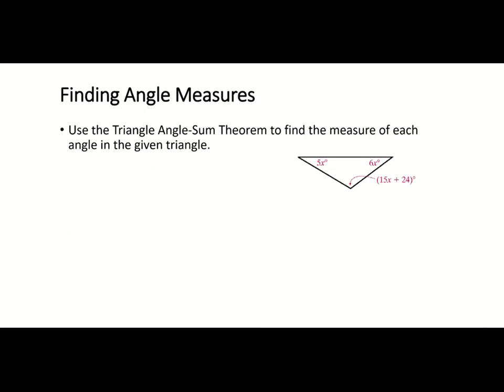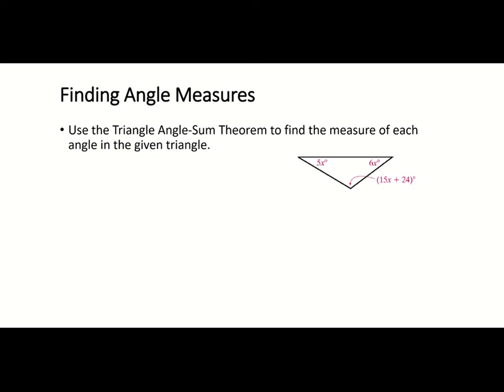All right, now we are going to use our triangle sum theorem to find the measure of each angle in the given triangle. Here, remember, we know that all three angles will add up to equal 180 degrees. They gave us the measure of three angles, but they did not give us what x equals. And so what we have to do is find x to find the three angle measures. So the first thing we are going to do is add up all three angles.